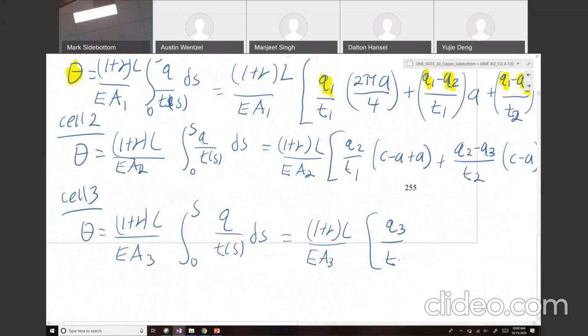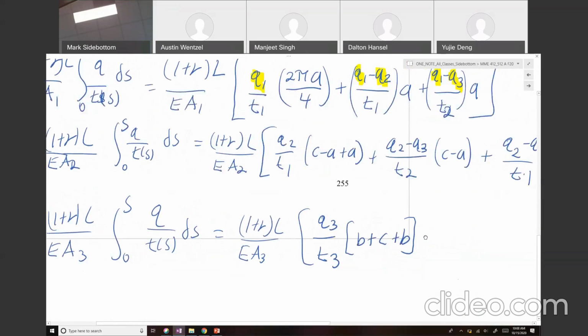It's equal to T3. And then the length of that section is equal to B plus C plus B. The next section is between cell 3 and cell 1, and the shear flow would be equal to Q3 minus Q1 over the thickness of that wall, which is equal to T2, and the length of that is just equal to A.